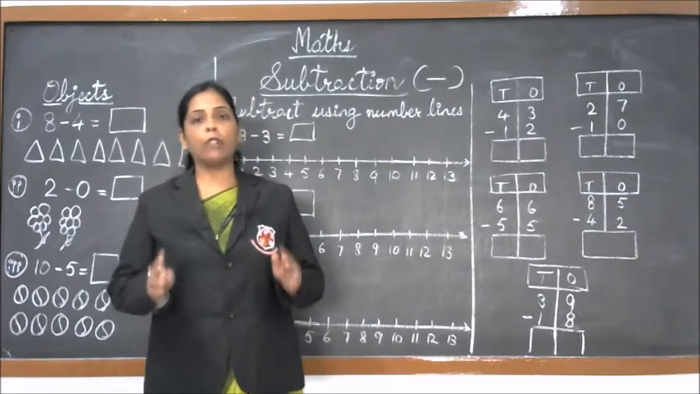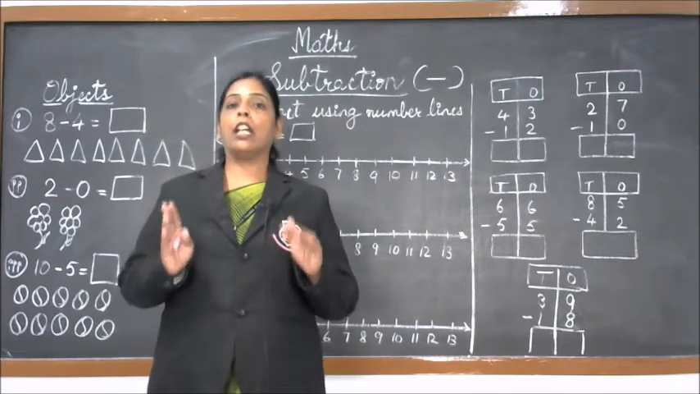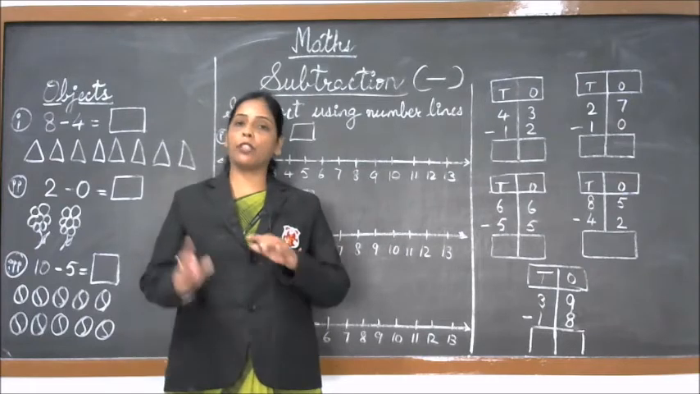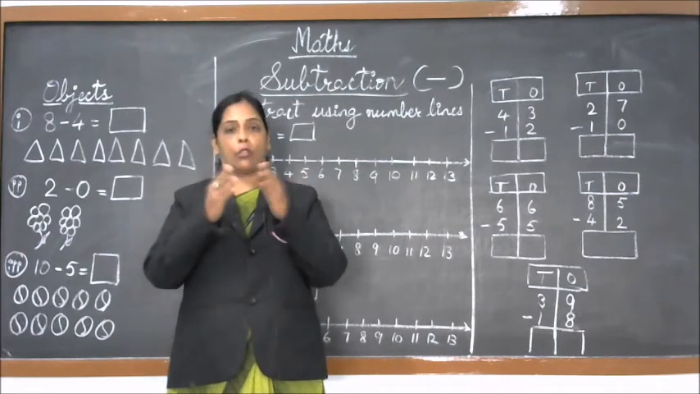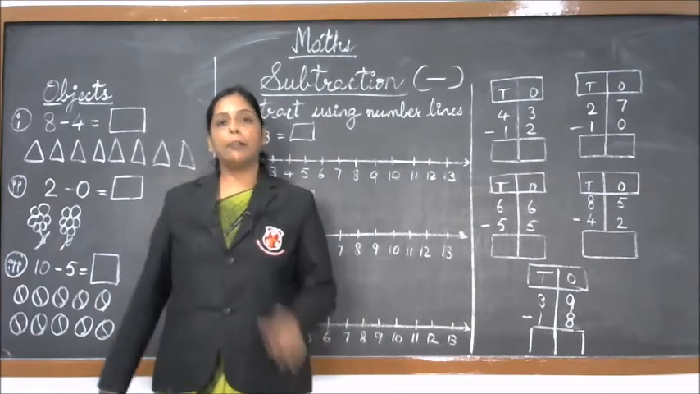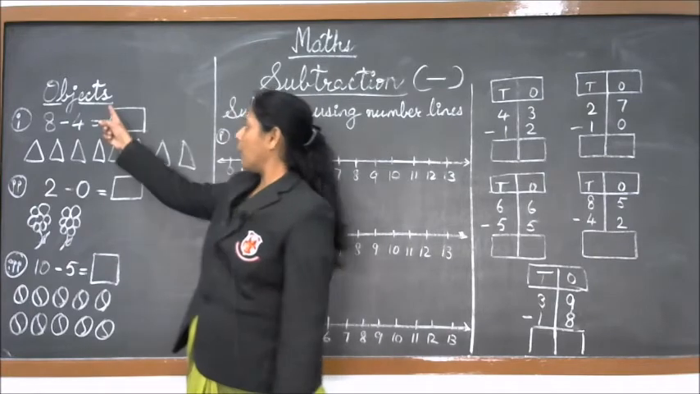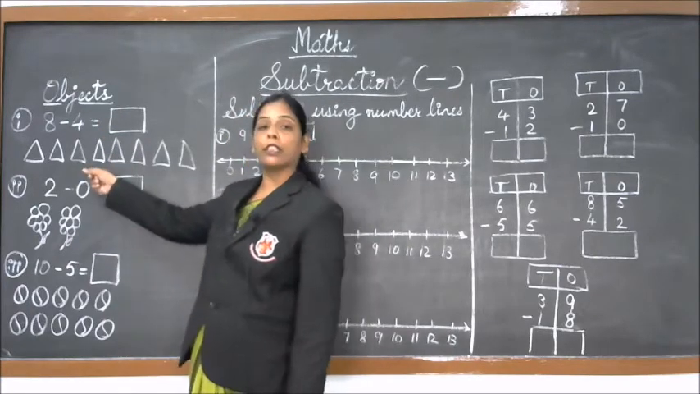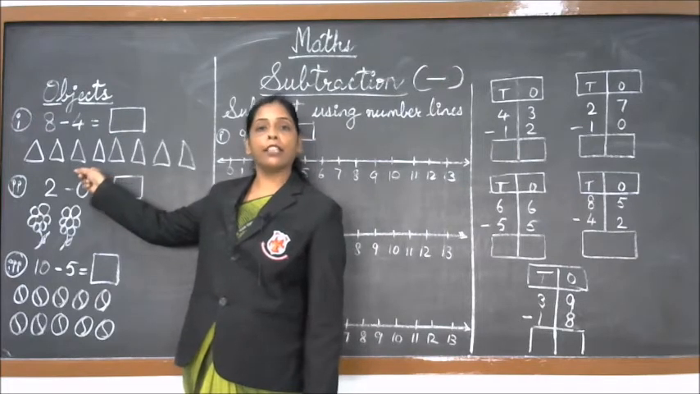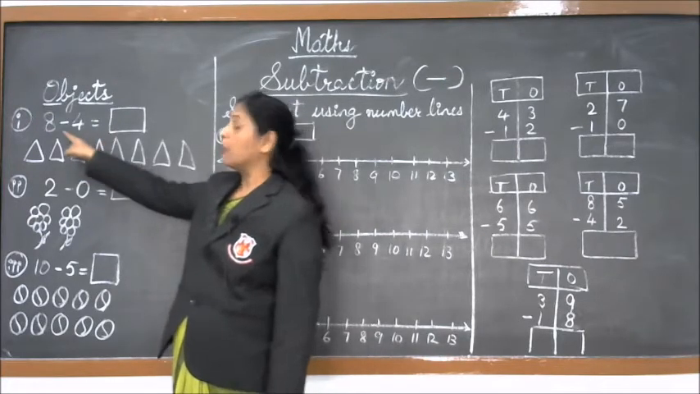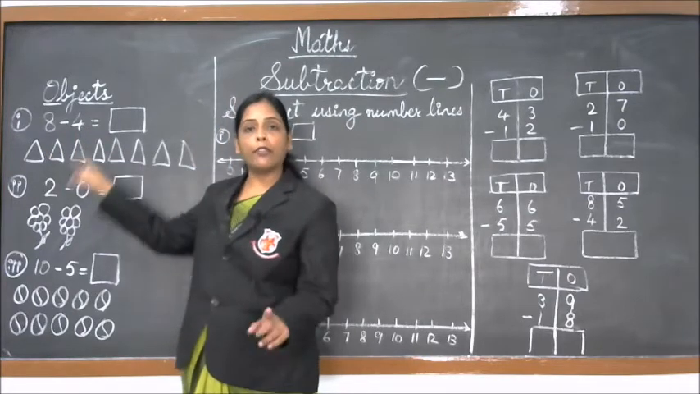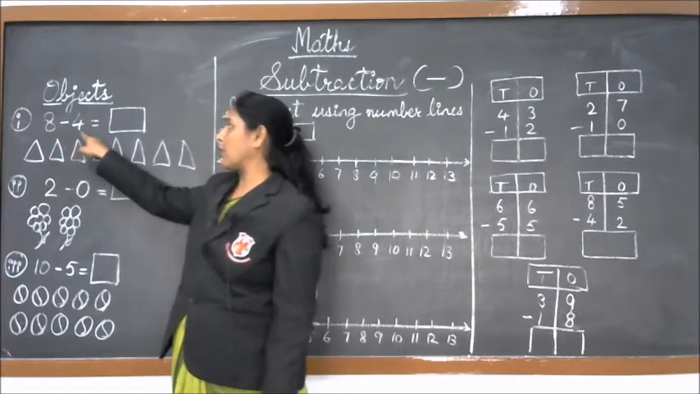I hope you all might have learned about subtraction in class 1. And today I am going to explain the same but in a little bit wider portion. Please pay attention. Now you might have seen three objects here. The first one is your triangle shape. And what is the sum, beta? 8 minus 4. The first sum is 8 minus 4.